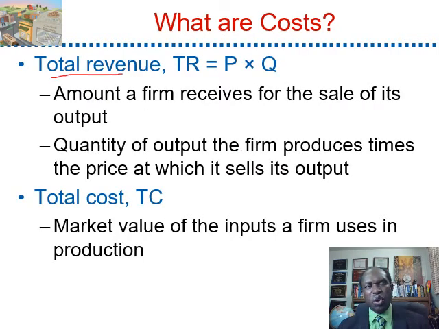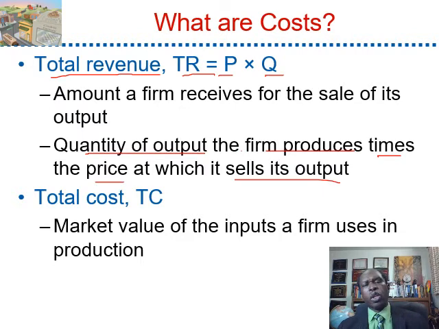So what is total revenue? Total revenue, TR, is equal to the price, the market price, times the output or quantity sold in the market. It's the money that the firm receives for selling the output in the market. Therefore, it is the quantity of output that the firm produces times the price at which it sells the output.